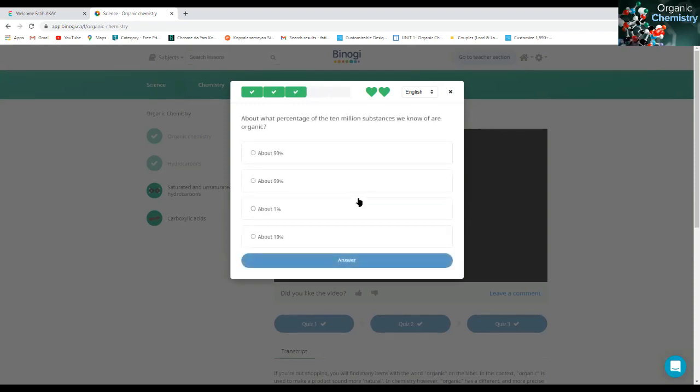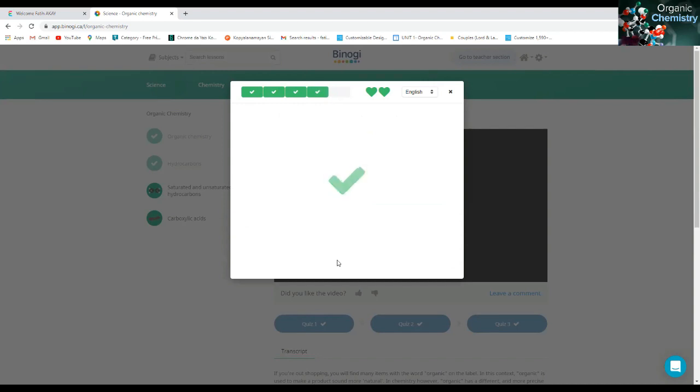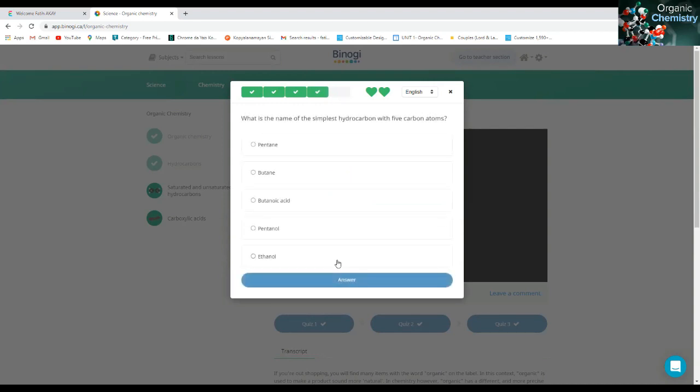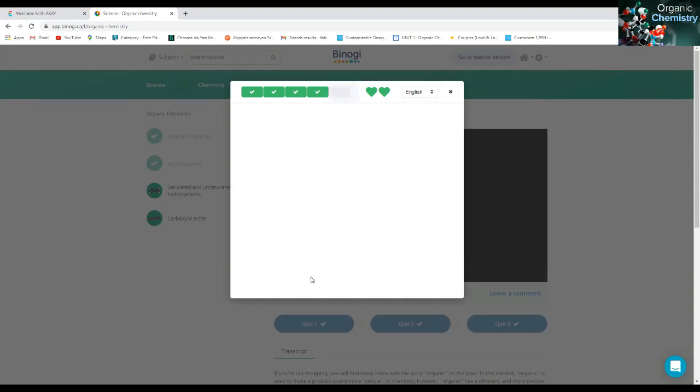About what percentage of the 10 million substances we know of are organic compounds? About 90% of them. What is the name of the simplest hydrocarbon with 5 carbon atoms? Pentane. Butanoic acid is not simple, it is a carboxylic acid. Alcohols, pentanol, ethanol, are also some of the alcohol compounds.